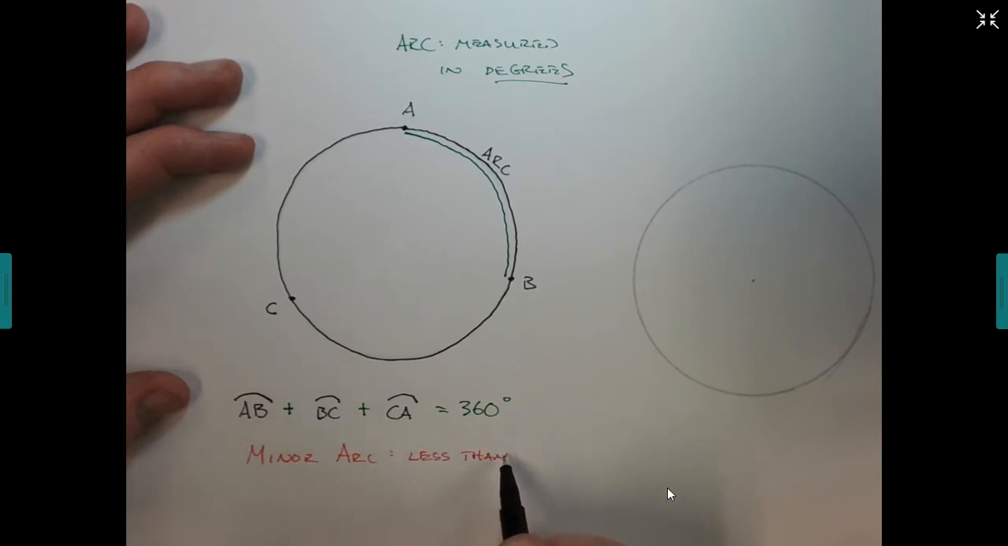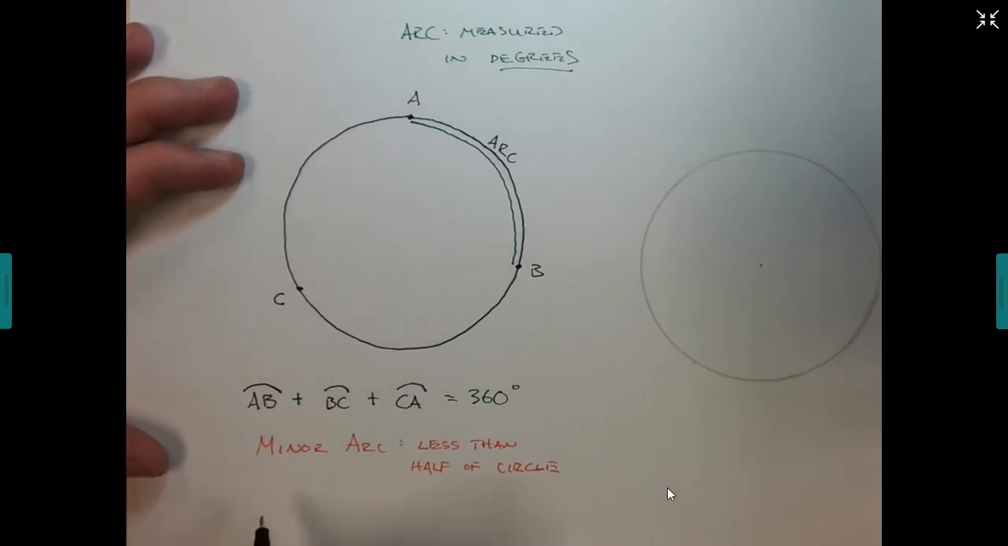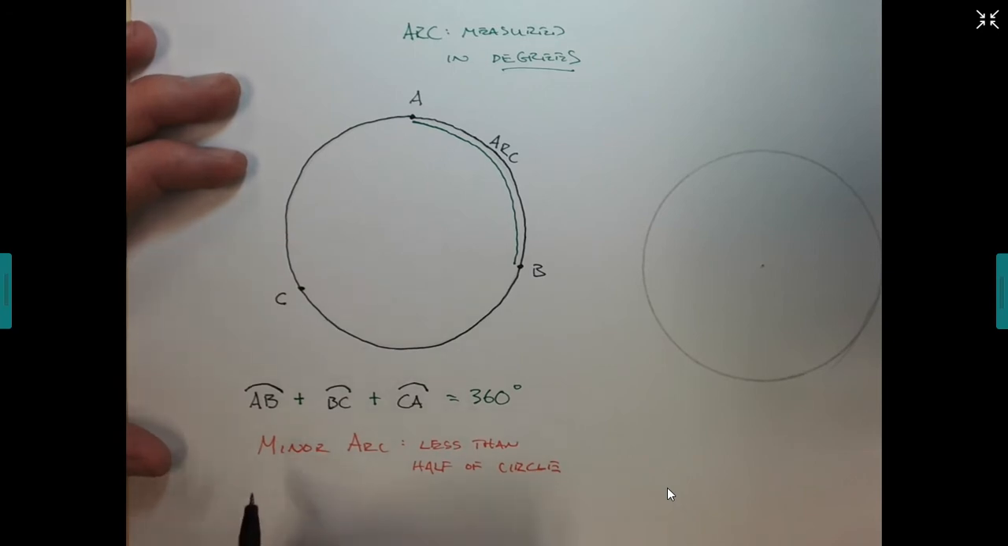Less than half of the circle. And so maybe you understand if we're talking about more than half of the circle, that's going to be called, let's use a different color here, blue. That's what we're going to call a major arc. More than half.